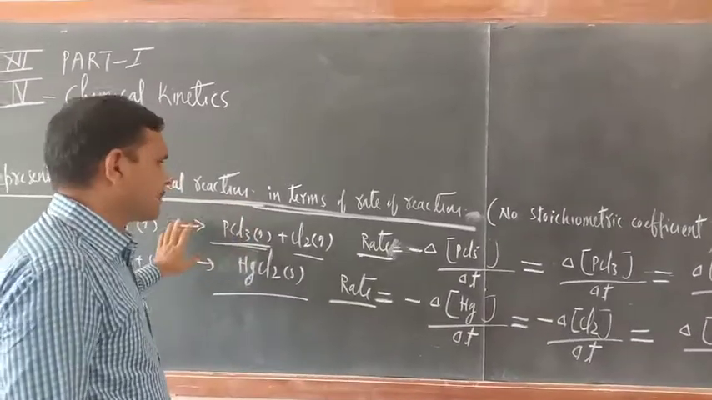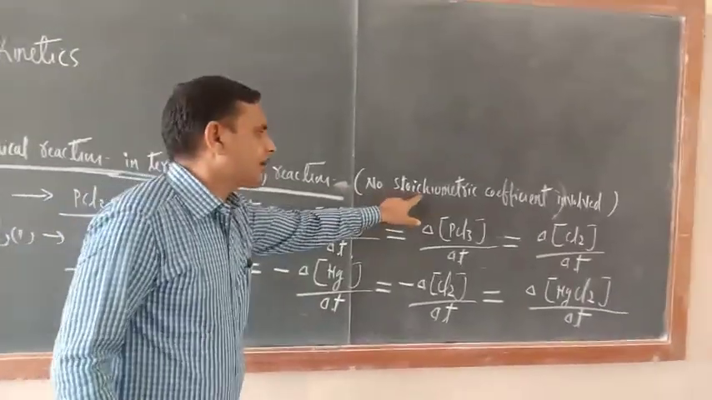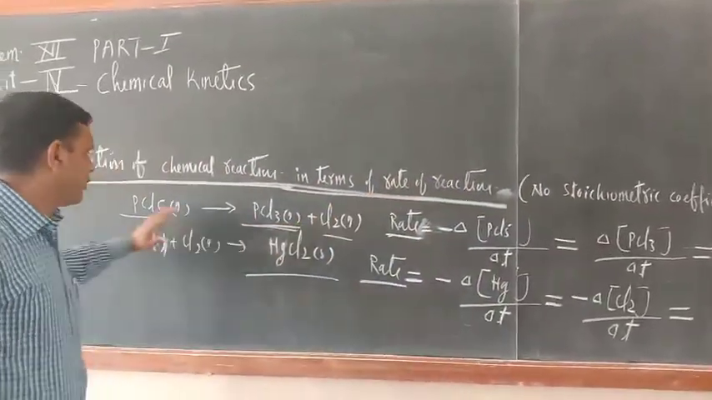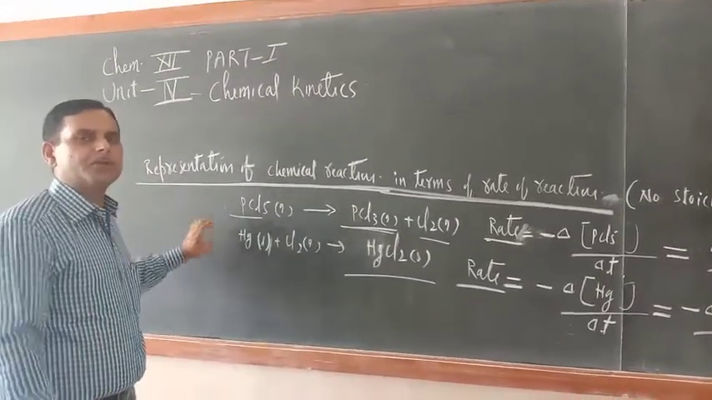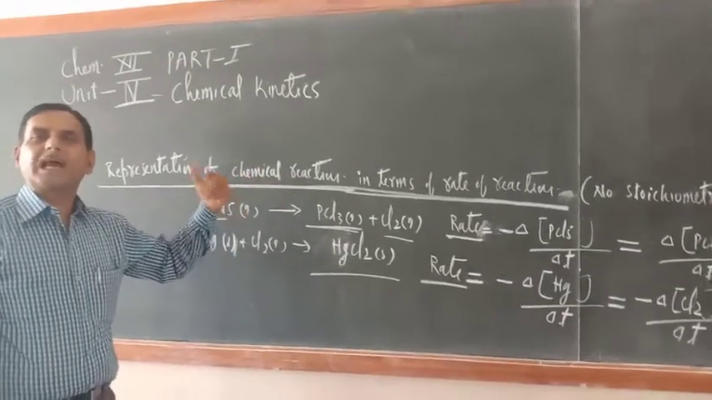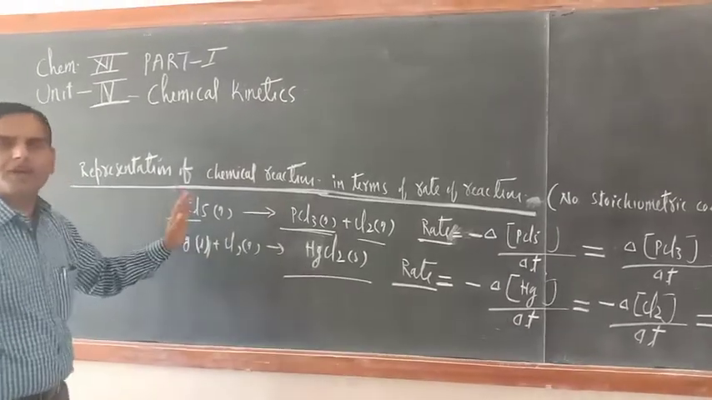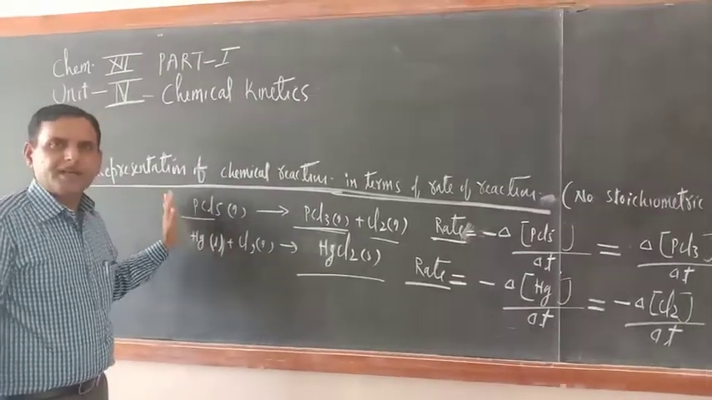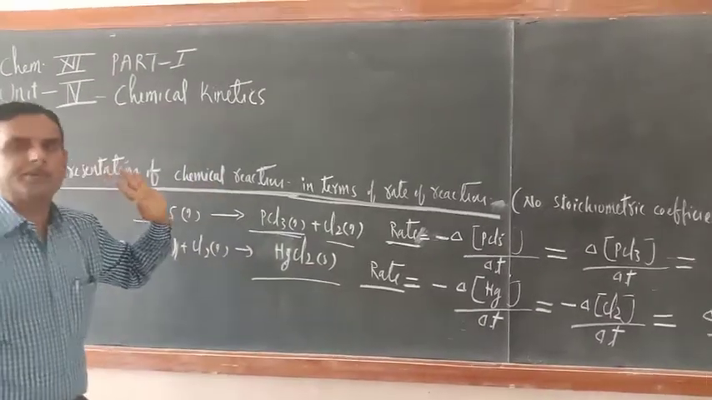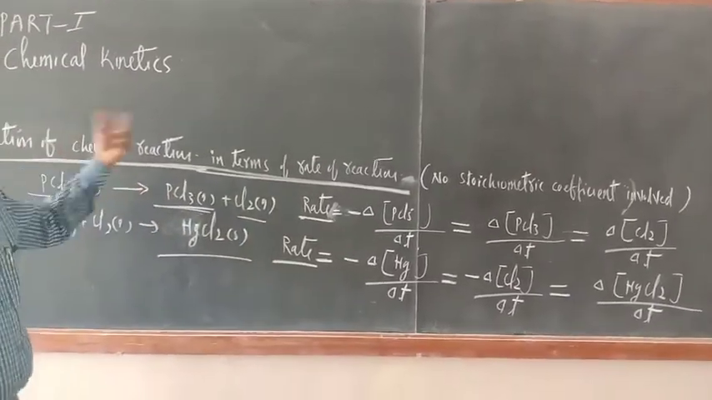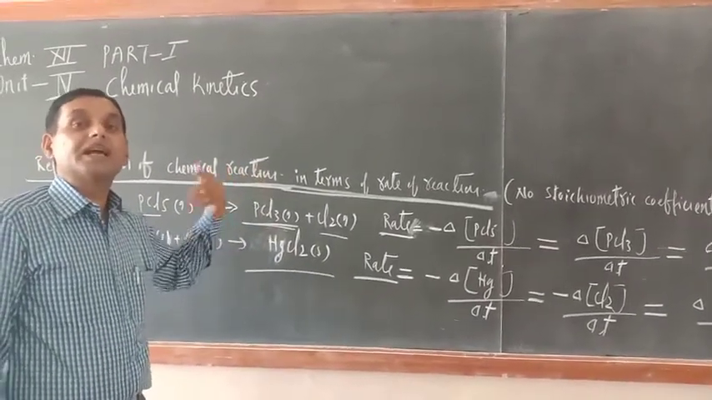Dear cadets, remember one thing: in the two reaction examples I have given, stoichiometric coefficients are not involved. No stoichiometric coefficient. And again I am telling you, stoichiometric coefficient means balanced chemical equation. Whatever numbers are involved before the reactant and product are known as stoichiometry. So in this representation, stoichiometric coefficients are not involved. Now in the second category, I will take an example where stoichiometric coefficients are involved.